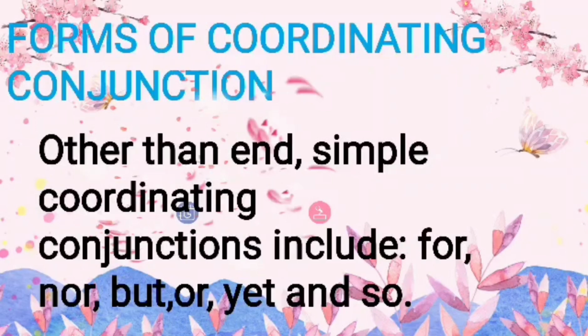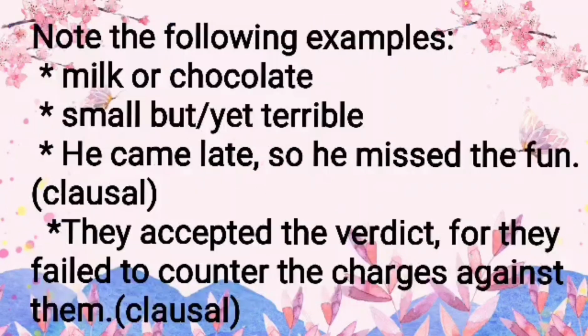So, these are the examples of coordinating conjunctions. First, I will give my own example. If you stated that you like chicken and fish, and is acting as a coordinating conjunction, it joins two nouns together. Like this: milk or chocolate, or is acting as the coordinating conjunction.